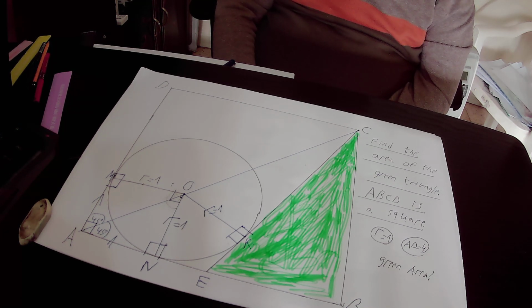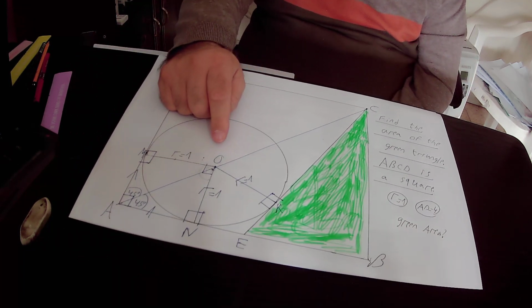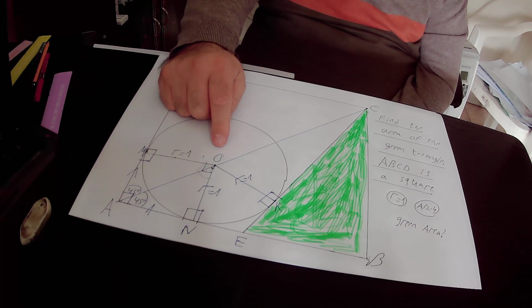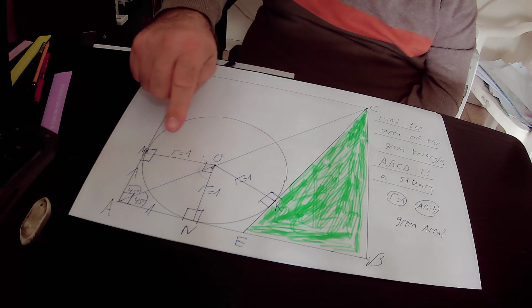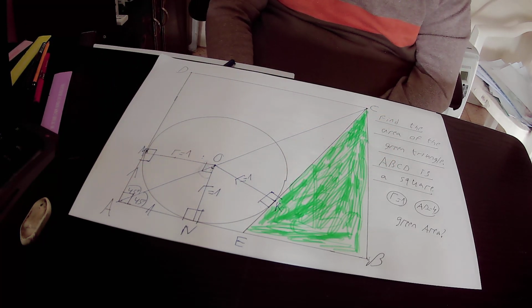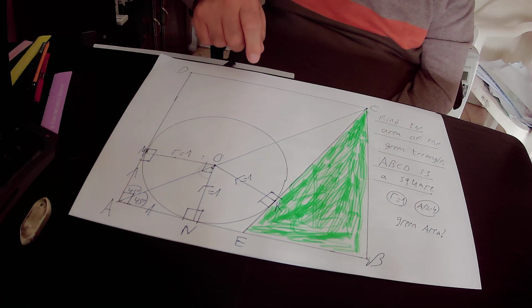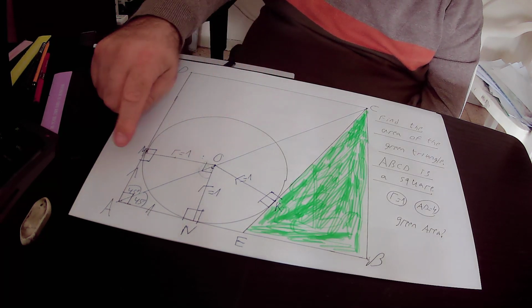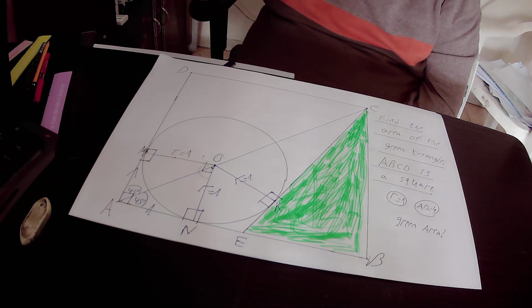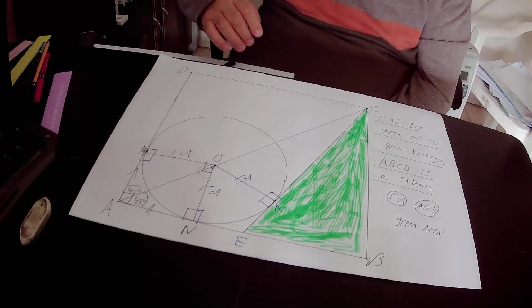If diagonal CA doesn't pass through point O, then angle CAB will never be equal to angle OAB. But because angle CAB equals angle OAB, we conclude that diagonal CA passes through point O. Otherwise, those two angles will never be equal to each other.